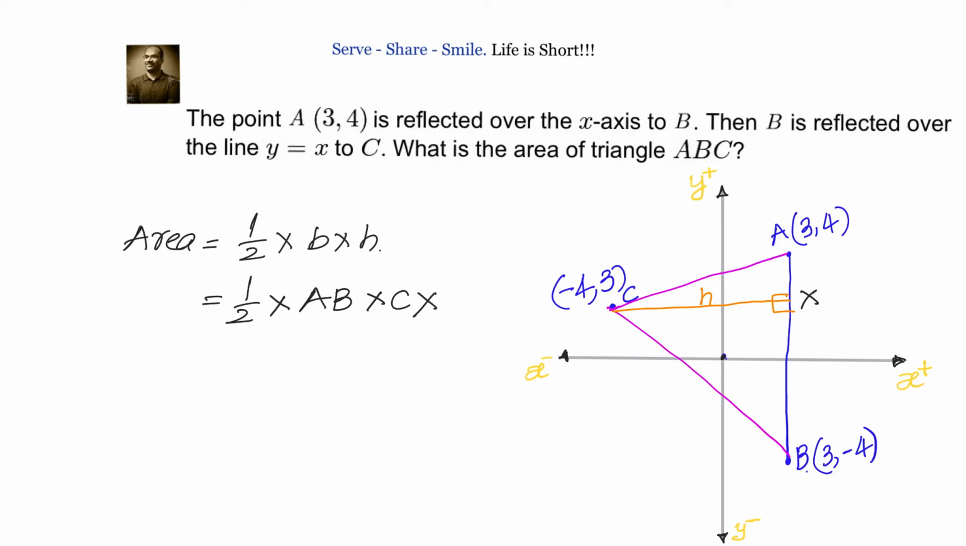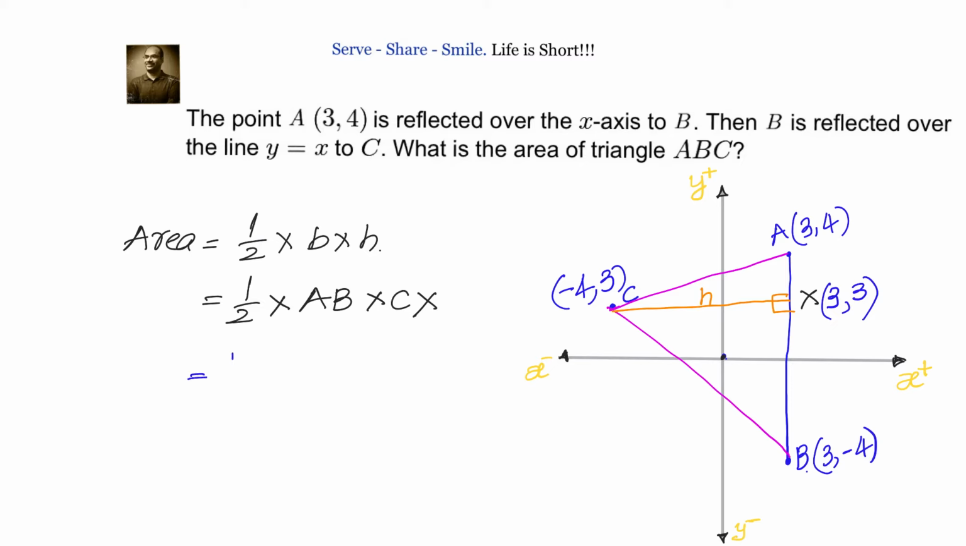What will be the coordinates of X? Can we find it out? CX is on the horizontal line, so it will have the same y coordinate, that is 3. And it is also on the vertical line AB, so it will have the same x coordinate 3 as AB. AB is a vertical line, so X will have the same x coordinate. CX is a horizontal line, so C and X will have the same y coordinate.